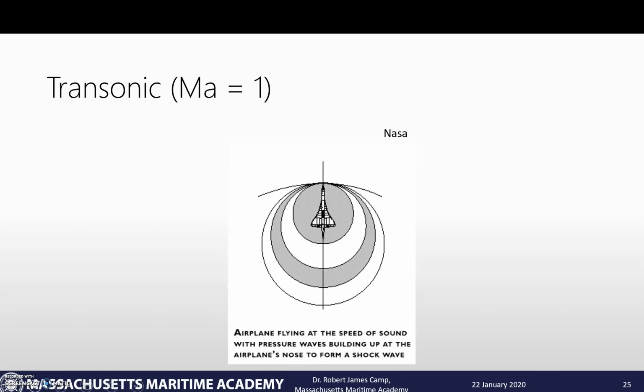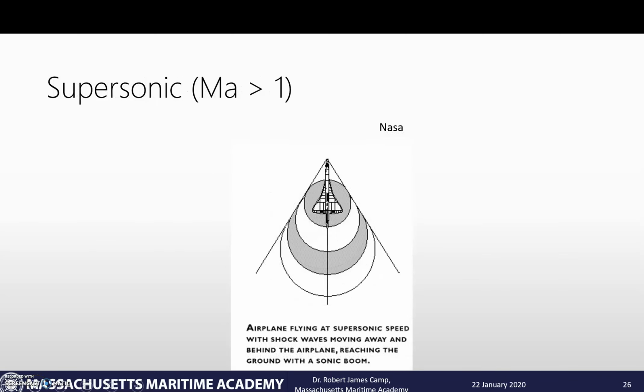So at transonic, the plane is moving just as quickly as the sound waves. So you basically have, for lack of a better term, a layer of hard air right in front of the plane that they're just keeping up with. And then the interesting stuff happens when you start going faster than the speed of sound. So you kind of pierce through that layer of hard air and you start dragging the sound waves behind you.